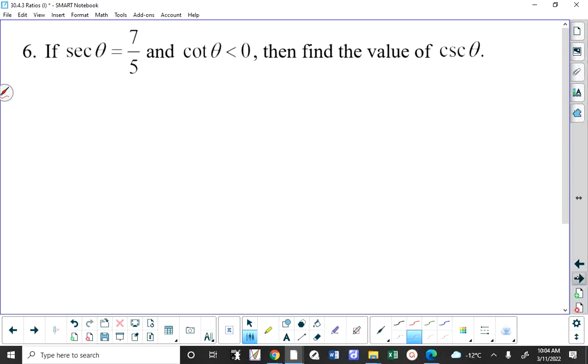Okay, so example 6. This would be a classic example of a multiple choice question, where it gives you this information. It says, what is the value of cosecant of theta? And it has 4 choices. But I'm not presenting it as a multiple choice question. Secant of theta is 7 over 5. Okay, let me rewrite this. Secant of theta is 7 over 5.